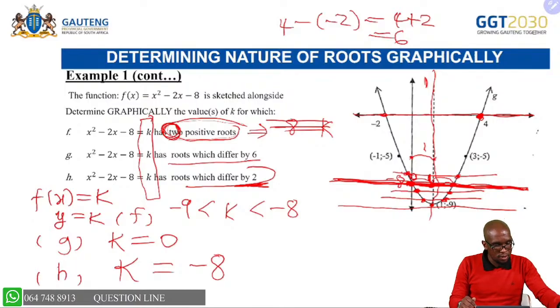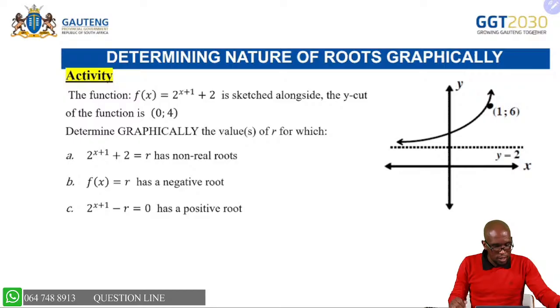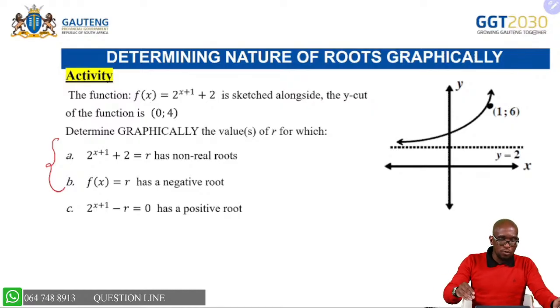Right, we move on. Now I have a short activity here. I'm going to give you 3 minutes to try and work out the solutions for A and B. We'll only focus on A and B. We are now looking at an exponential curve, and we want to determine the nature of the roots there, so that we know that it's not only limited to the quadratic curve or the parabola. So I'm giving you 3 minutes to work that quickly, and your time starts now.